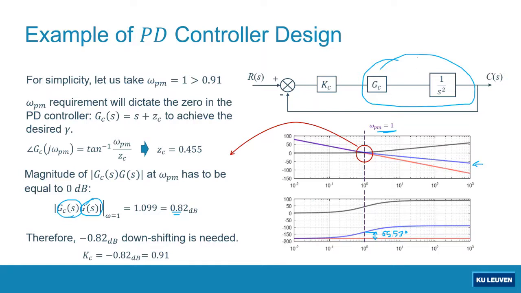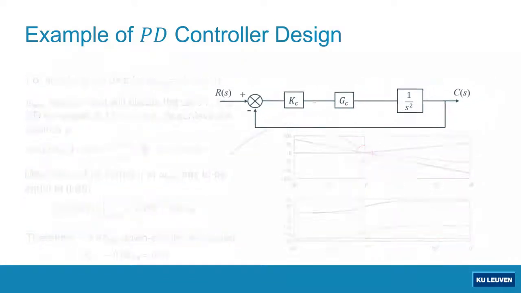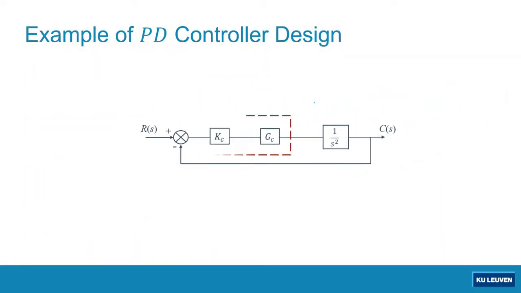So we have already designed the dynamic part of the PD controller. We already designed the gain of the PD controller. That means we have already finished designing the PD controller in general. So our complete PD controller will be like this then, where the dynamic is equal to S plus 0.455 and the gain is equal to 0.91. That's how we design a PD controller.